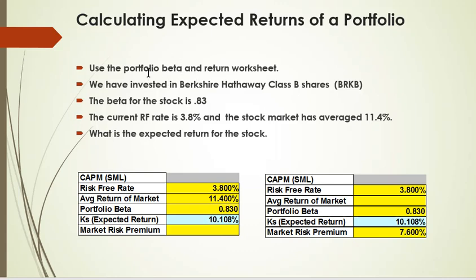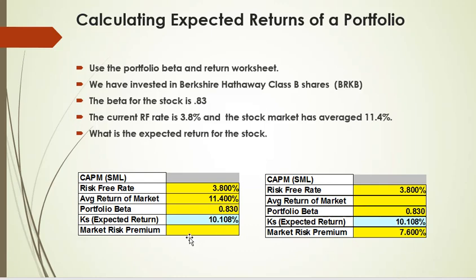So if we found out using the portfolio beta and return worksheet, again, we've invested in a company. Let's say we buy into Berkshire Hathaway, or we're thinking about it. They have a beta of 0.83. The current risk-free rate's 3.8%. According to the textbook here, the average stock market's 11.4. What return would you expect to get on this stock? Plugging those numbers in, we would expect to earn about 10.1% on Berkshire Hathaway's Class B shares.